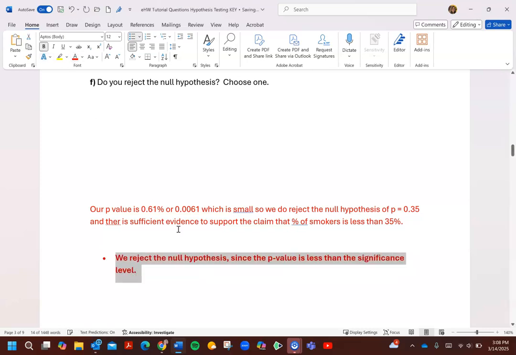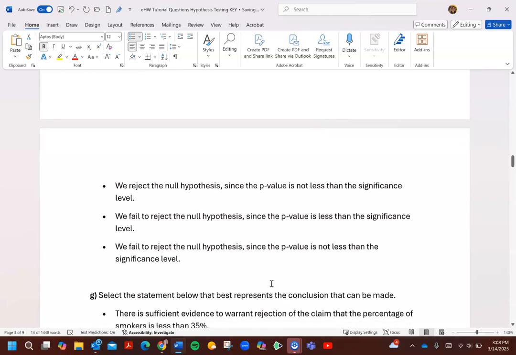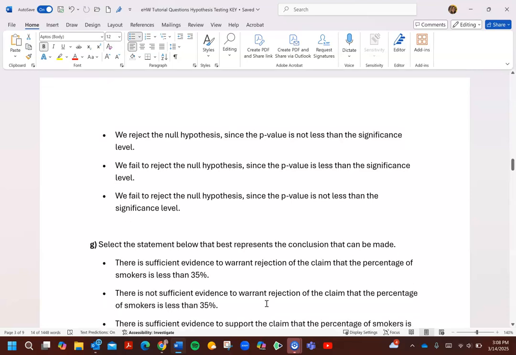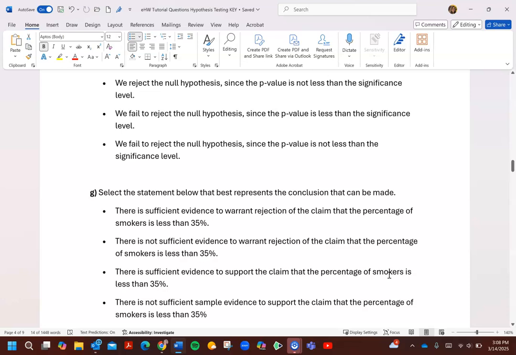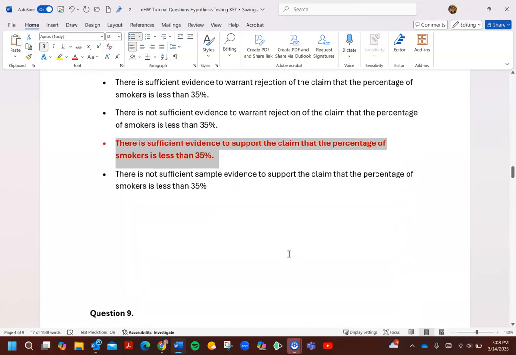And then, what conclusion can we make? If we're rejecting the null, then there's sufficient evidence to support the claim that the percentage of smokers is less than 35%. So you would enter or click that option in my Open Math. And that's it for question 8.